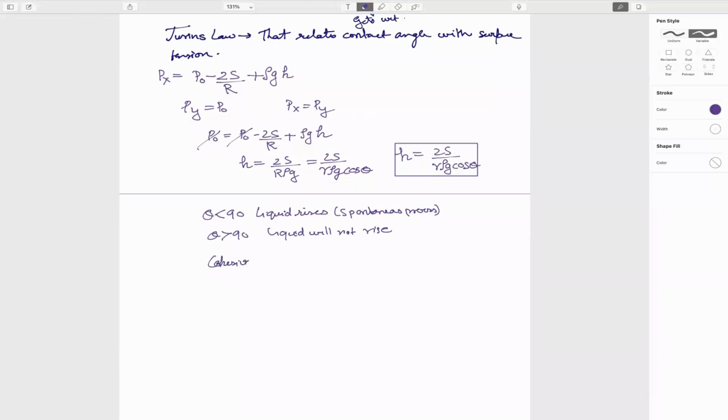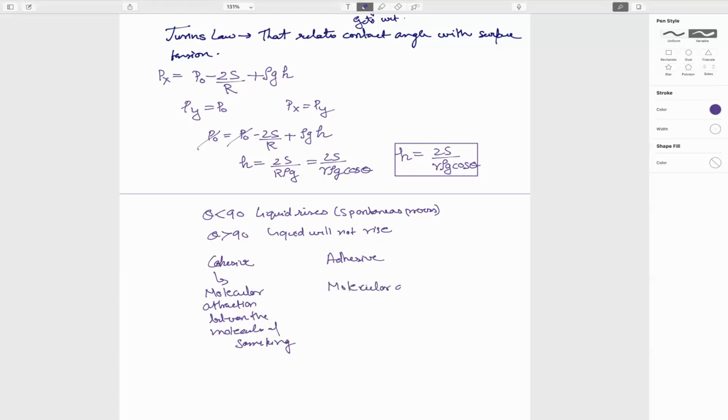So cohesive and adhesive forces. Cohesive forces means molecular attraction between the molecules of the same kind, and that is molecular attraction.